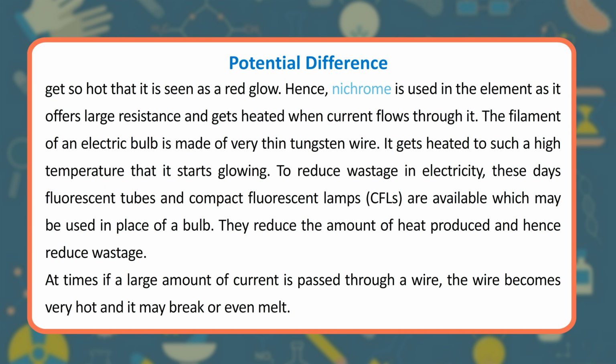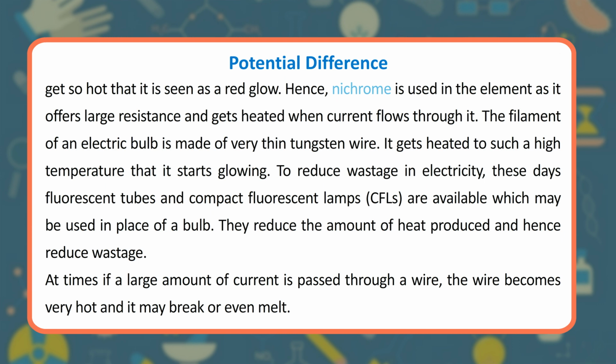The filament of an electric bulb is made of very thin tungsten wire. It gets heated to such a high temperature that it starts glowing. To reduce wastage in electricity, these days fluorescent tubes and compact fluorescent lamps, CFLs, are available which may be used in place of a bulb. They reduce the amount of heat produced and hence reduce wastage.